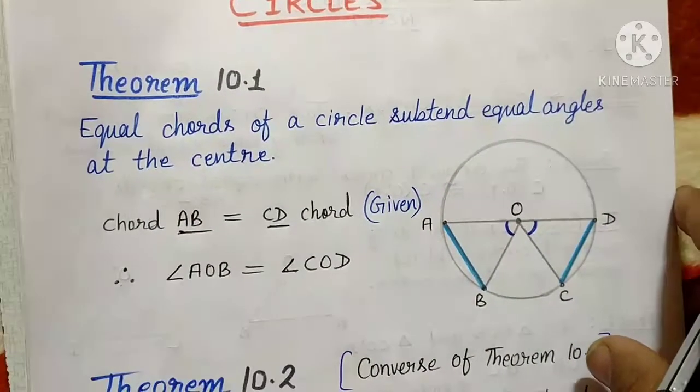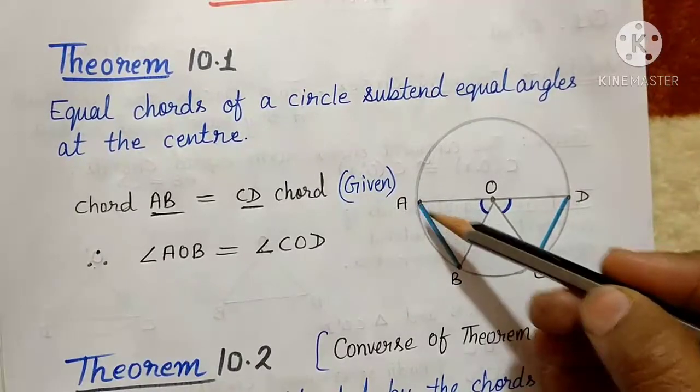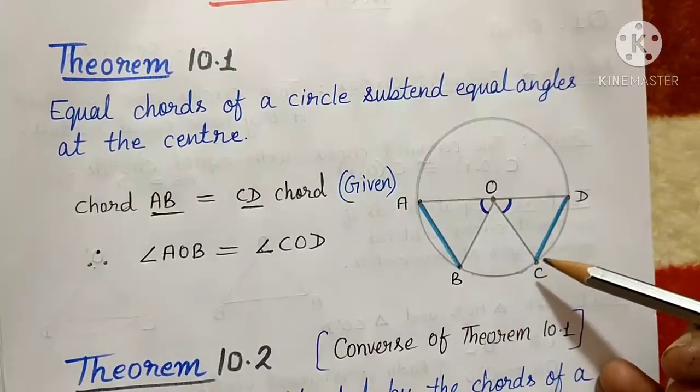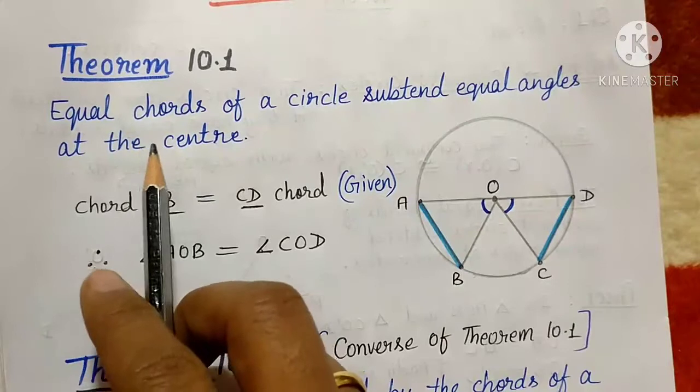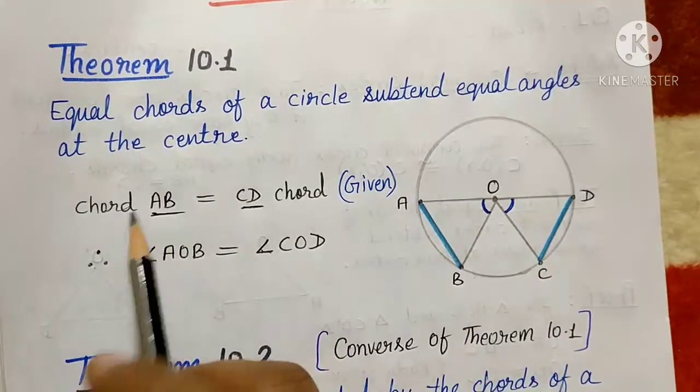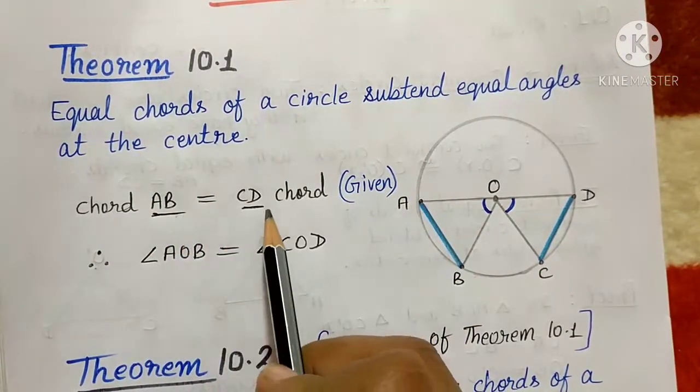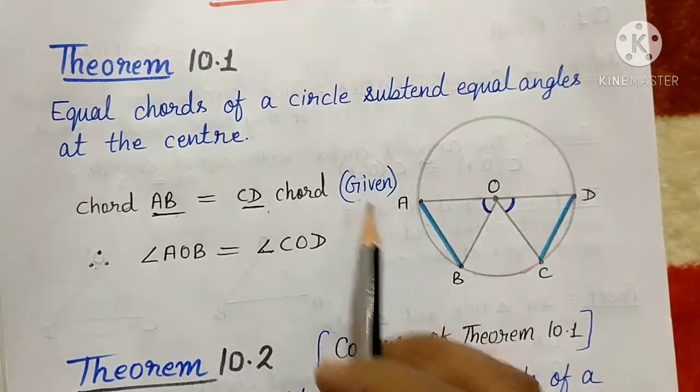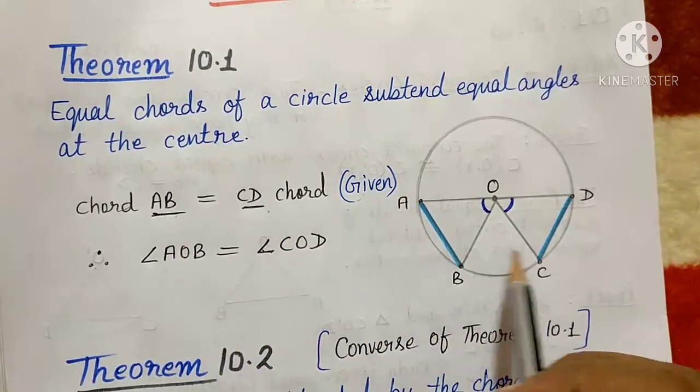Now if we talk about chords, as you can see here, AB and CD are the two chords, and according to this theorem these two chords are equal. So chord AB is equal to chord CD. It is already given in the question that these two chords AB and CD are equal.